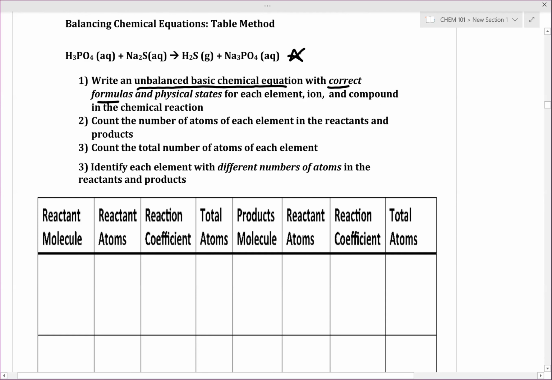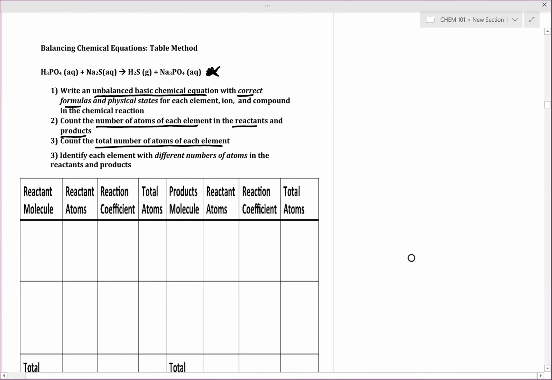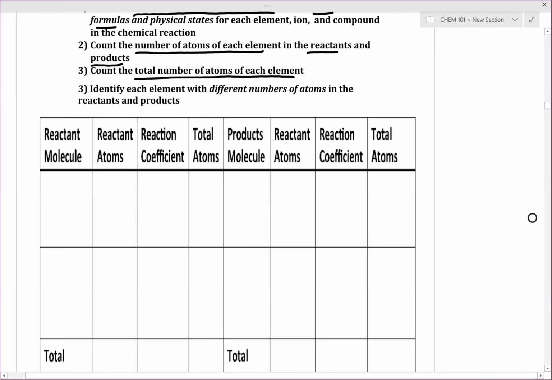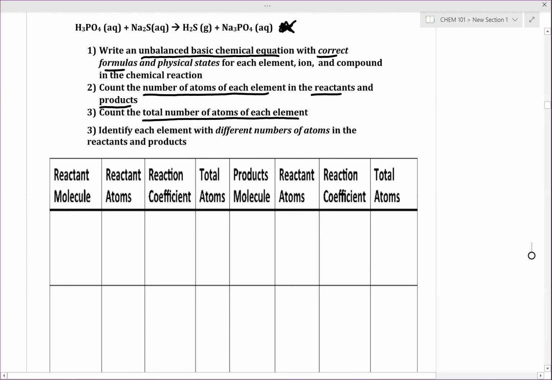So we're given an unbalanced chemical equation in this manifold. We have that all set up and ready to go. So our goal for today is we're going to count the number of atoms of each element in the reactants and products, and then we're going to add up the total number of atoms of each element on each side of our reaction equation. So this is a more procedural method of performing the count that we've been doing throughout this semester. Okay, so let's do some counting.